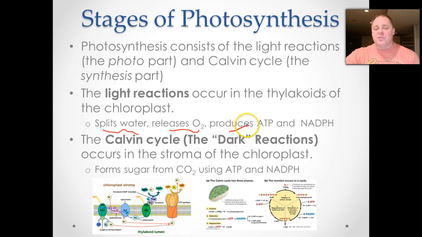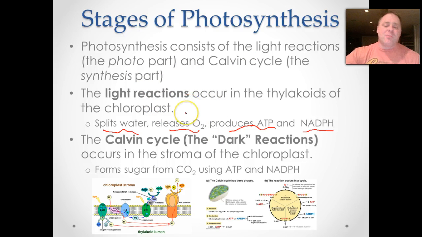And we're producing 2 other guys, one of which you've heard. You've heard of ATP. You probably have not heard of this guy before. We'll talk about him a little bit later, but he's a type of what we call an electron carrier. Okay, so that's all happening during the light reactions, which is all going to be what we talk about next.